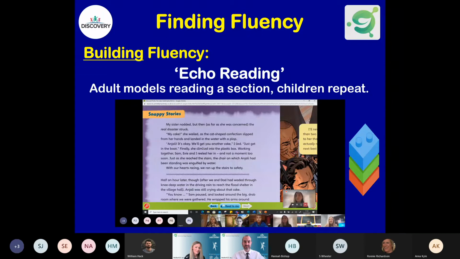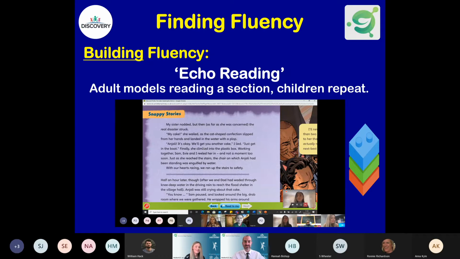And can you hear how when I read that again, I paused after my sister nodded because there was the comma. When I read the parenthesis, I chose the way I read it. And then the real, I really emphasised it. So my sister nodded, but then, as far as she was concerned, the real disaster struck.